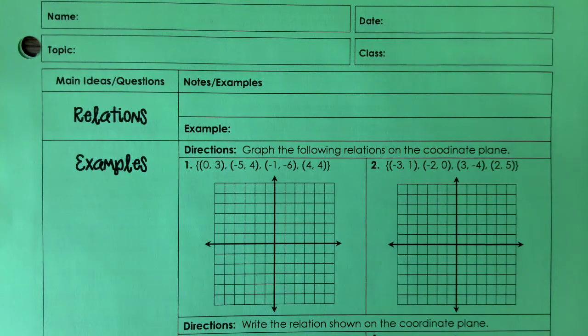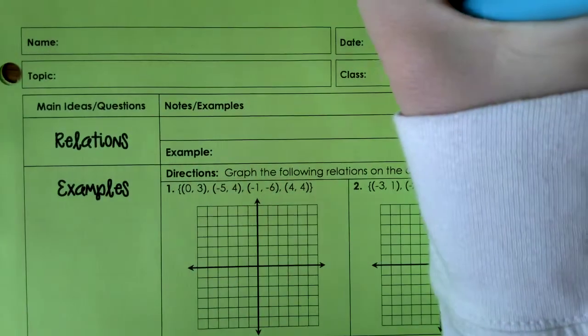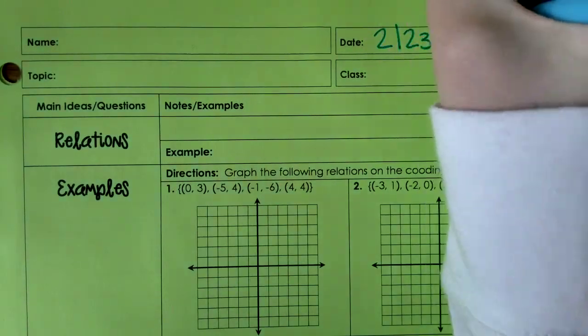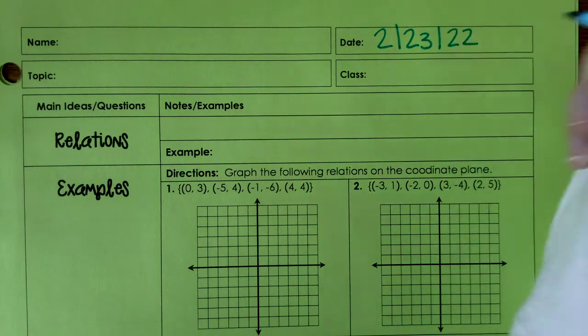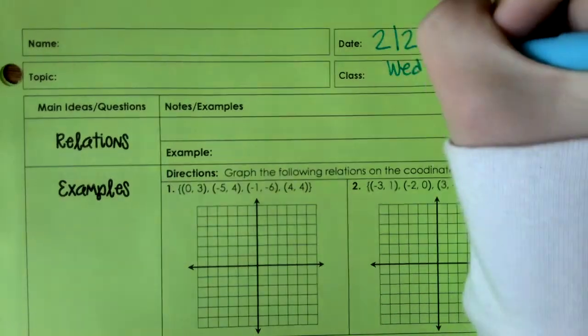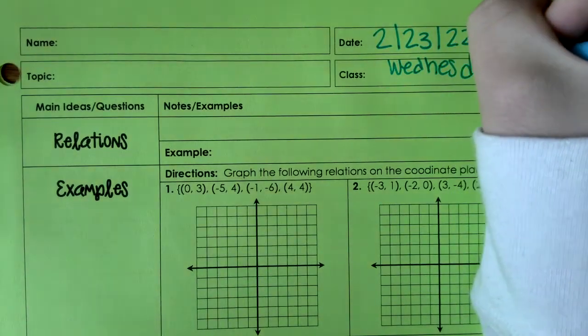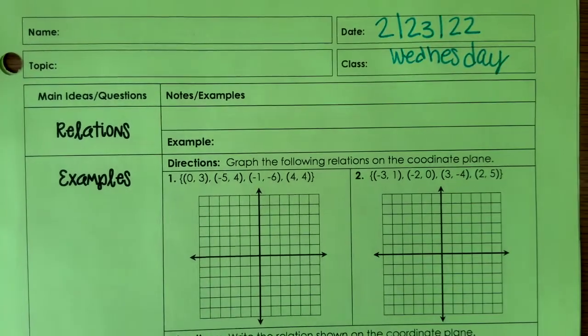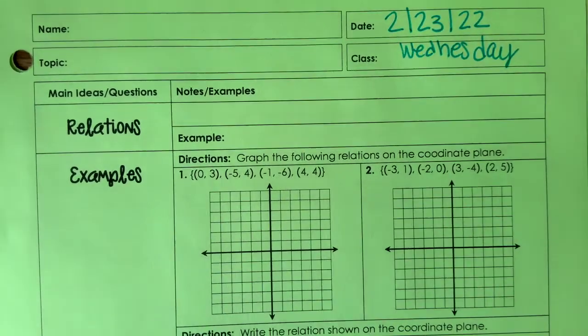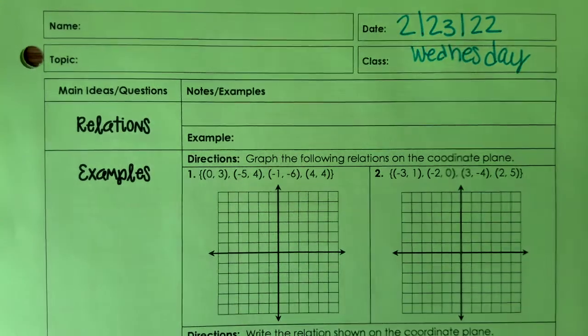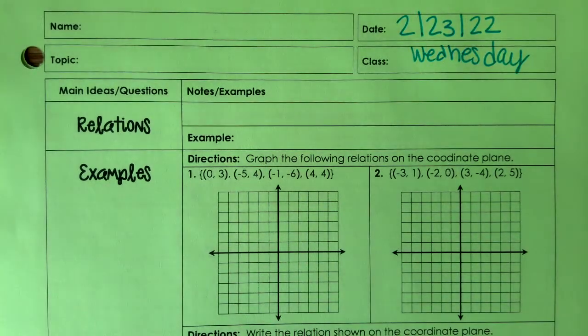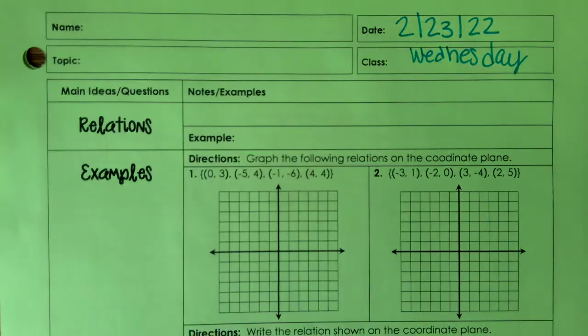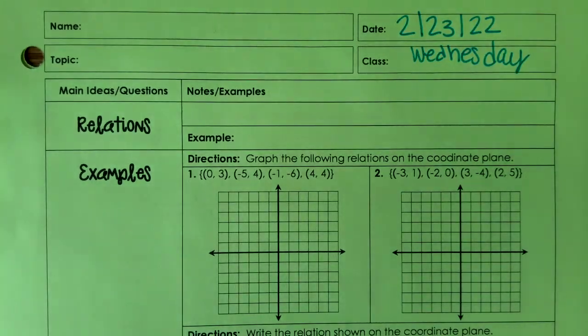So today, as you are watching this, it should be 2/23/22. You should be watching this on Wednesday in class. Okay? So today what we are going to talk about is relations, and basically, how do these things all relate to each other? What is a relation? What is a function? What are these things? So the first thing is a relation.